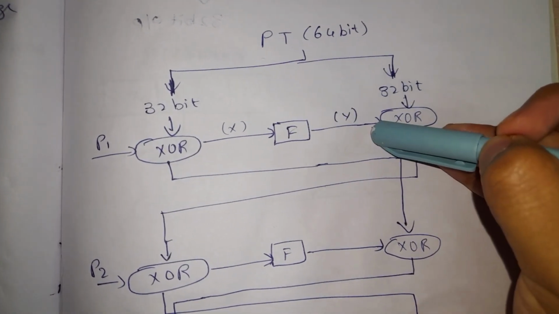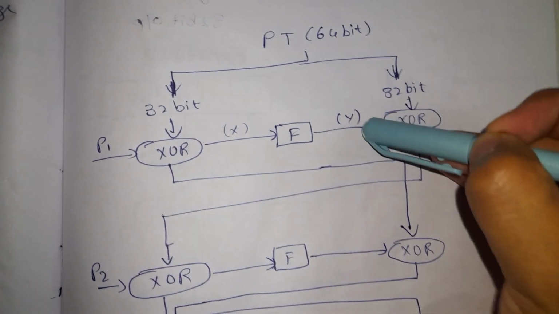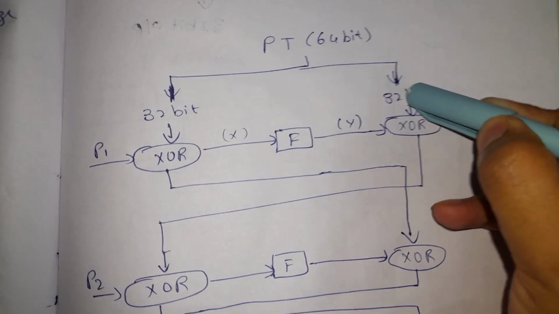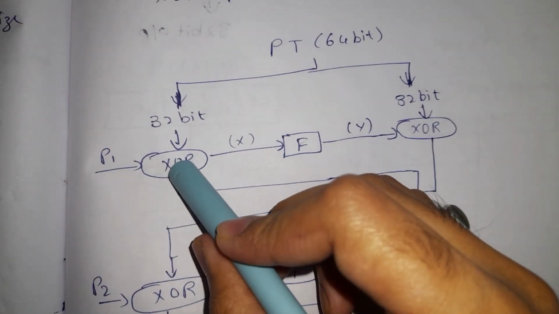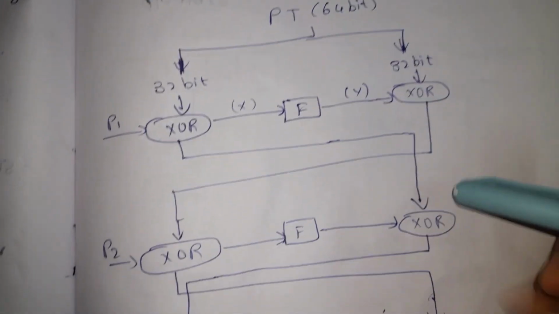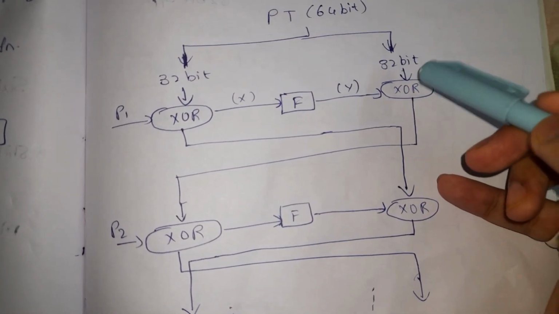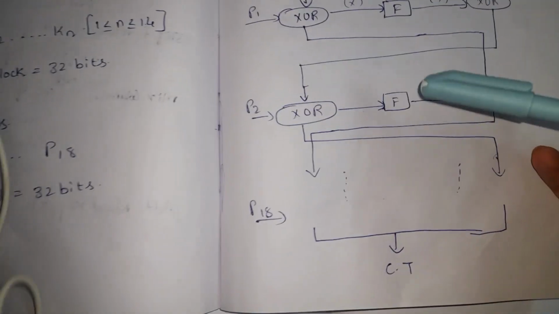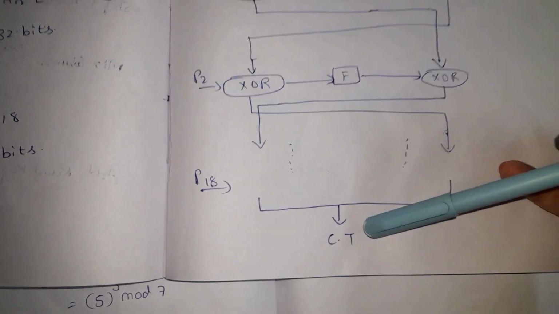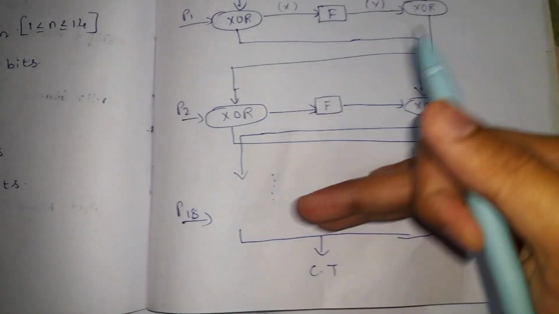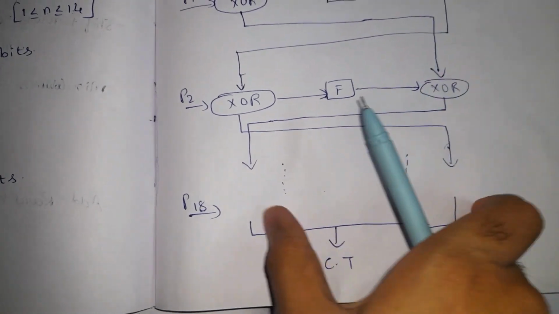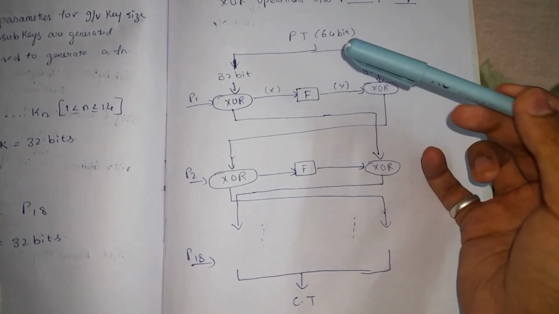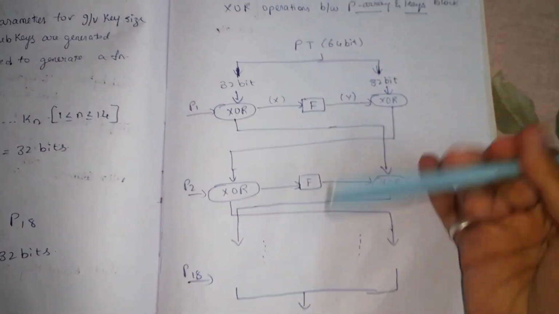Now I have received this Y, and using it I perform the XOR operation with the other half of the plain text. After obtaining these two outputs, I swap them, passing each to the other side. Then I repeat the same process until the last round. When I come to the last round, I combine both results to obtain the ciphertext.